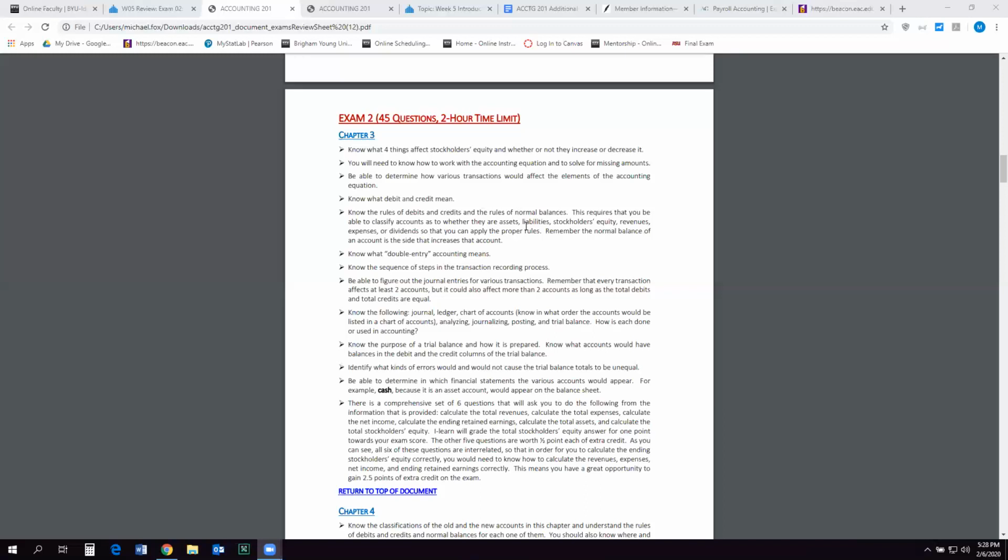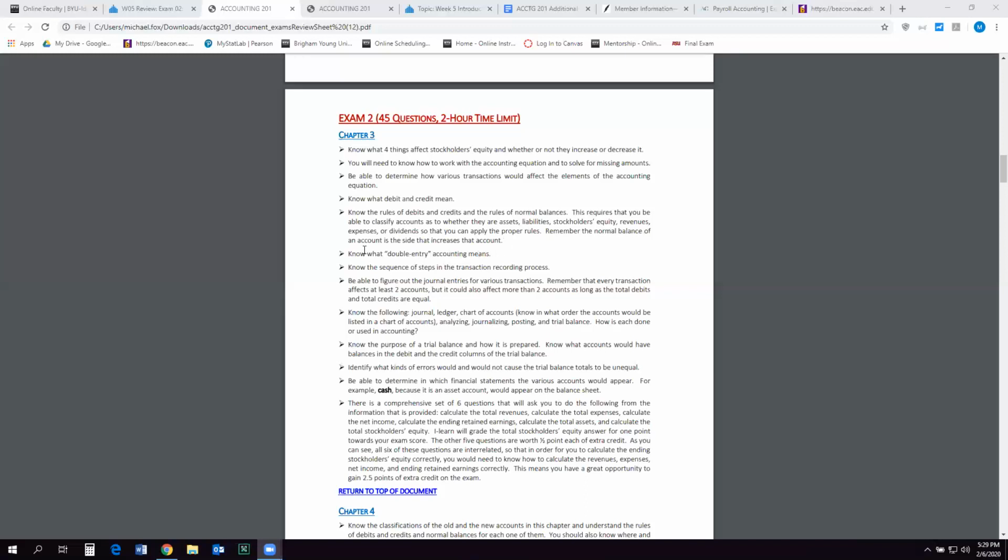So the normal balance for an asset account is a debit. Normal balance for a liability and equity account is a credit. Normal balance for revenue is a credit. Normal balance for an expense is a debit. Normal balance for a dividend is a debit. You have to know those things.